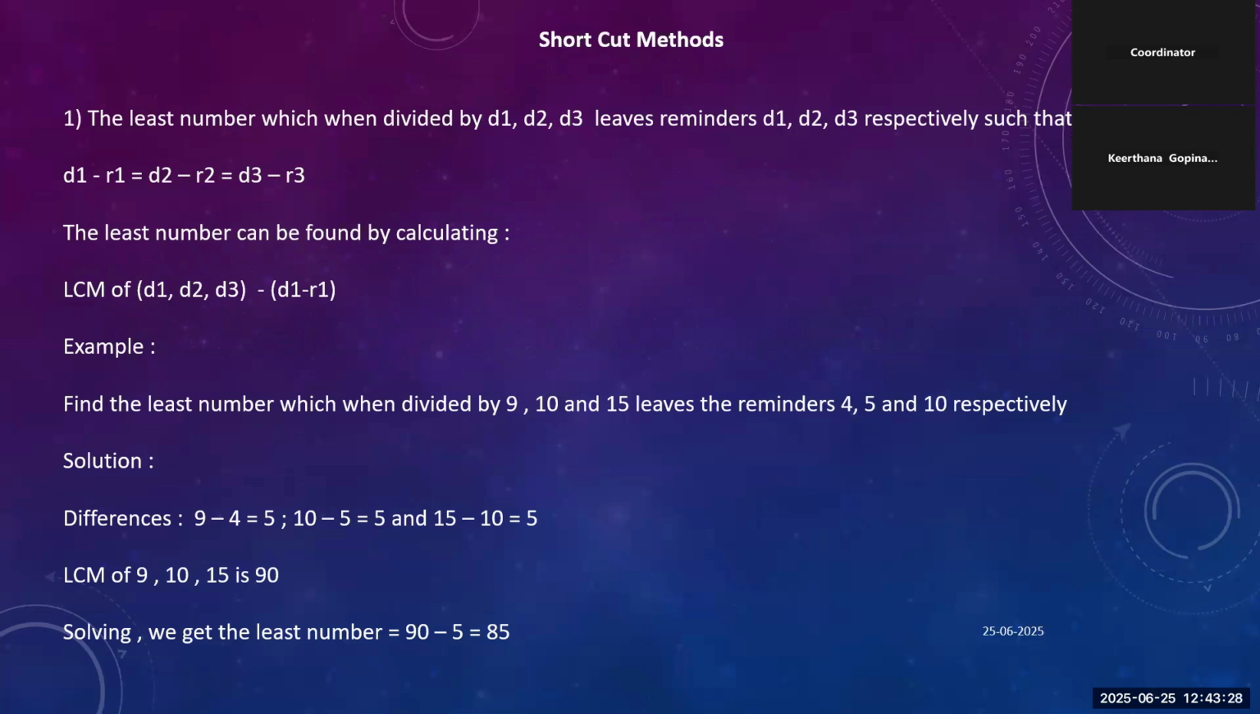So, some of the shortcut methods. These are some problems which you will get. First we will read the problems and then we'll come to the concept. One problem that you might get is: find the least number which when divided by 9, 10 and 15 leaves the remainder of 4, 5 and 10 respectively. The smallest number.